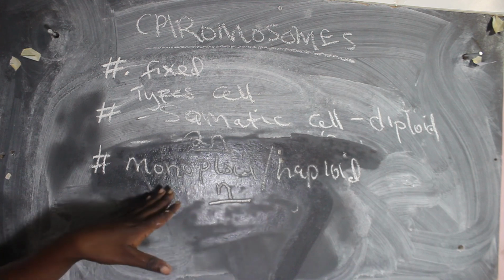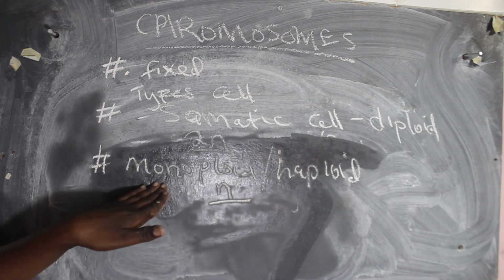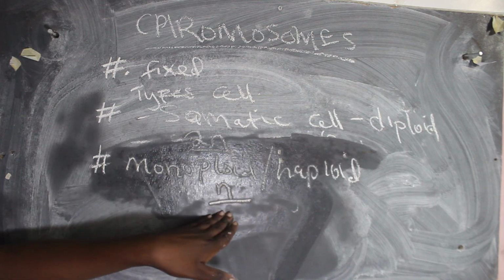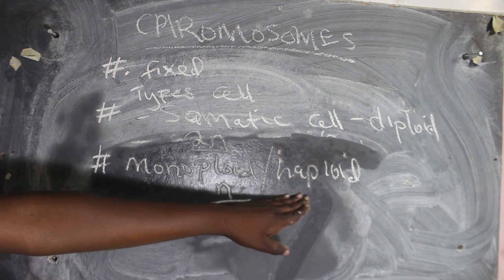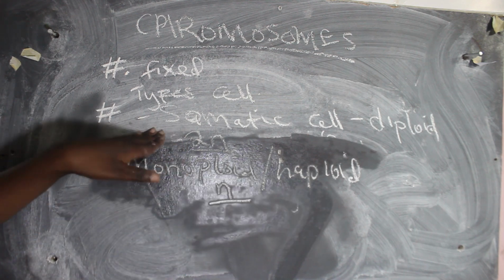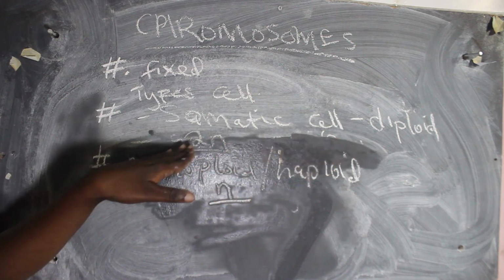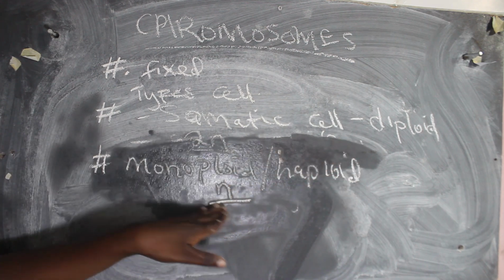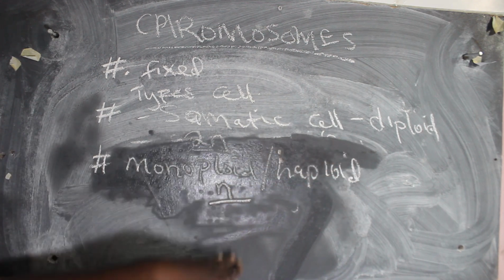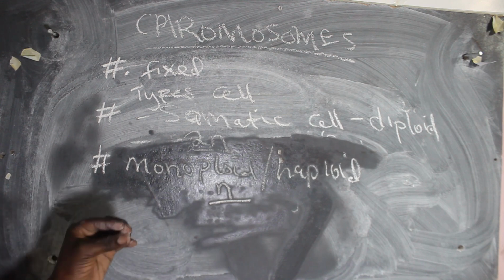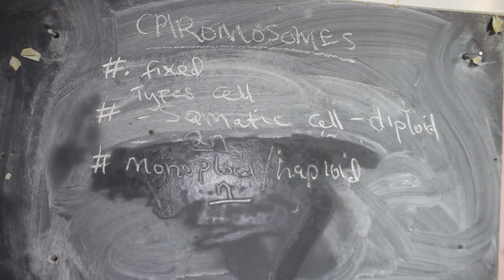So the number of chromosomes in a gamete cell is monoploid. It is one. It's haploid. And in the somatic cells, it is diploid and is represented by 2n. This one is n, showing that it is haploid. It's half of the diploid. So that is what we have. The haploid number is always half of the diploid number in a given species. That is how it is.